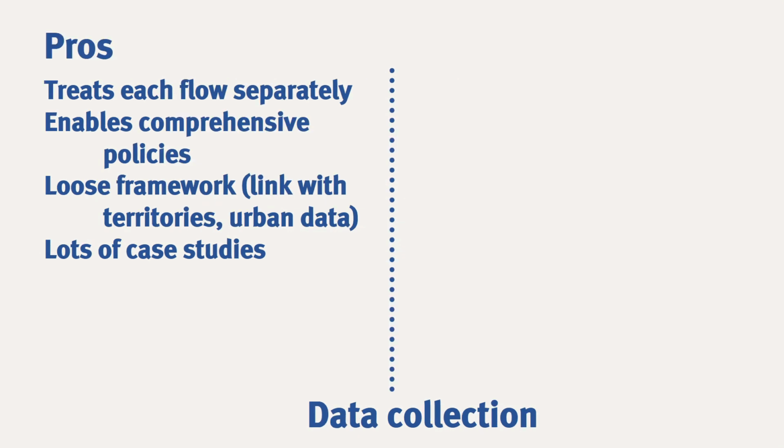Now, the pros from this approach is that it treats each flow separately, which is good for looking at the nexus between flows. It also enables to propose more systematic policies. The third positive aspect from this methodology is its looseness. By not having specific guidelines, it enables to be performed at any spatial and temporal scales. This in turn helps to complement metabolic data with urban data. The final aspect is that a number of case studies already exist using this type of methodology.